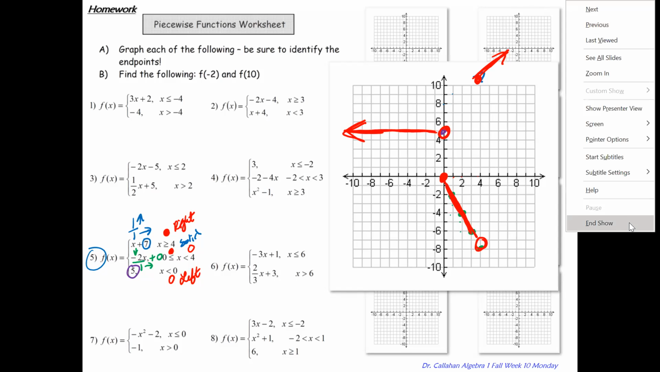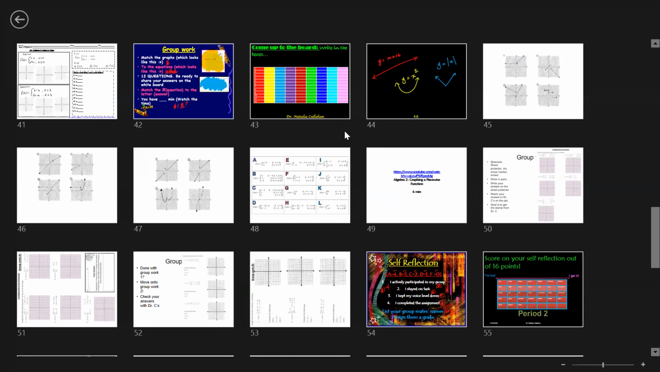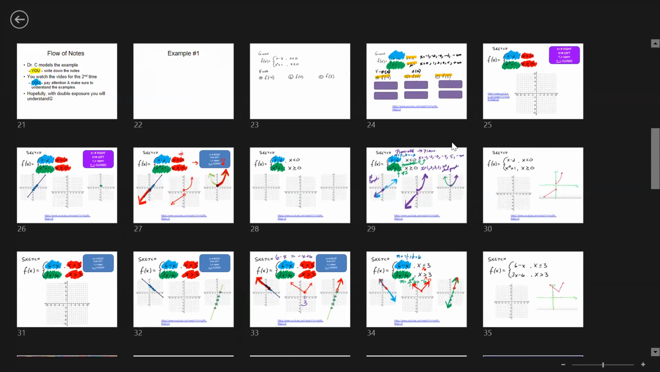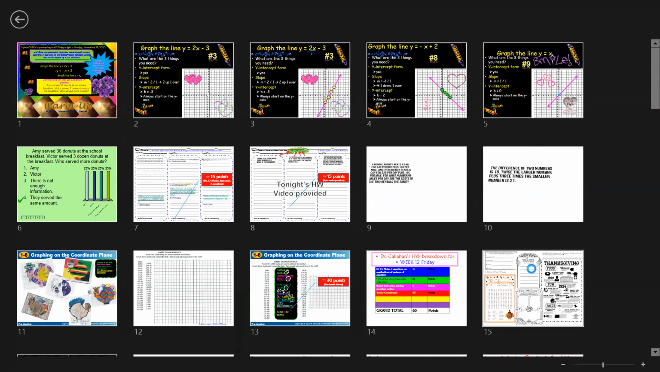All right, guys, that's basically it. That is basically graphing piecewise functions.